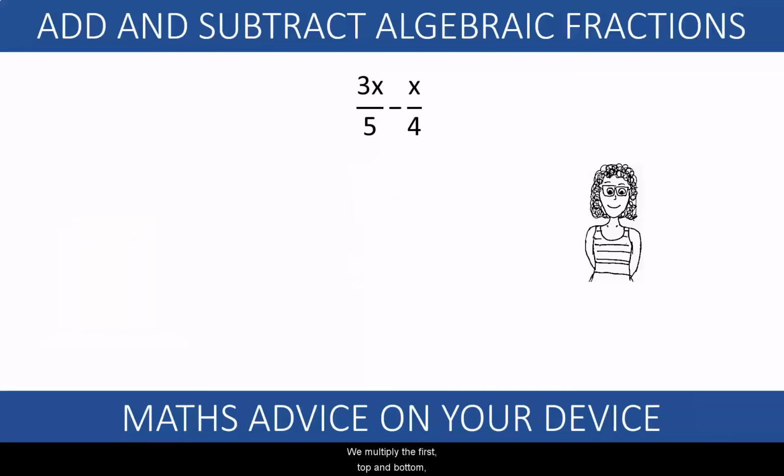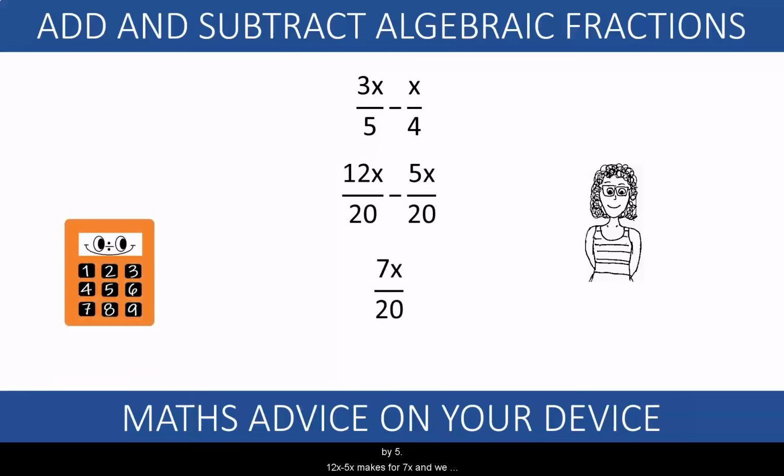Again, we multiply the first top and bottom by 4 and the second top and bottom by 5. 12x minus 5x makes 7x, and we leave the denominator as it is.